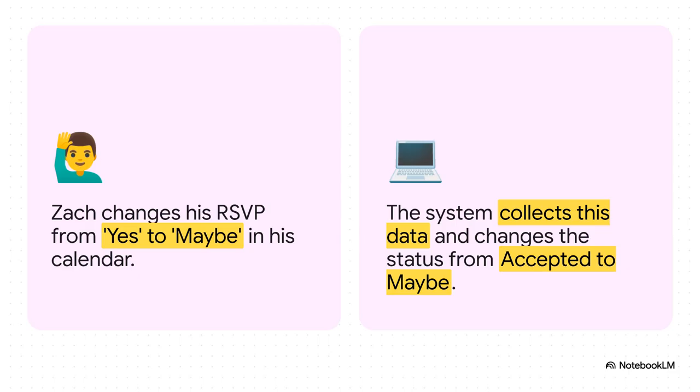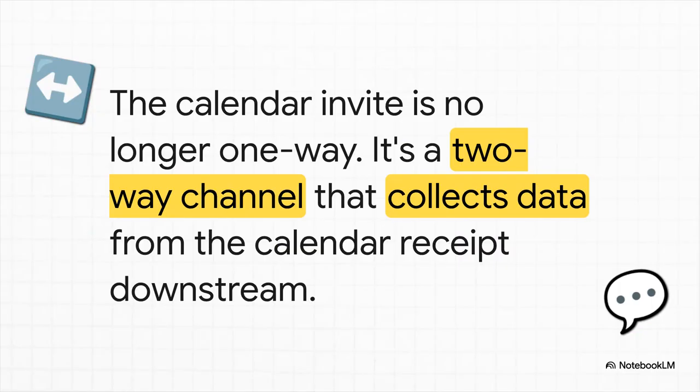So let's say Zach accepted the invite at first, but a few days later, he's not so sure he can make it. He opens up his own calendar, Google Calendar, Outlook, whatever, and just changes his status from yes to maybe. The second he does that, the system on the other end sees it and updates its own master dashboard instantly. So what just happened? Well, that simple, static calendar invite just got transformed. It's not just a notification anymore. It has become a live, two-way communication channel between the league and the fan.